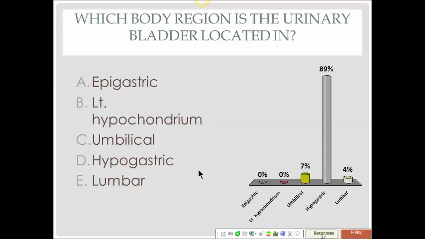Hypogastric. Yes, the urinary bladder is in the hypogastric. See, this is the umbilical area up here. So your bladder is not here. Only when your bladder is really full, beyond 500 ml, does it go all the way up. Otherwise it's lying here in the pubic area or the hypogastric area.